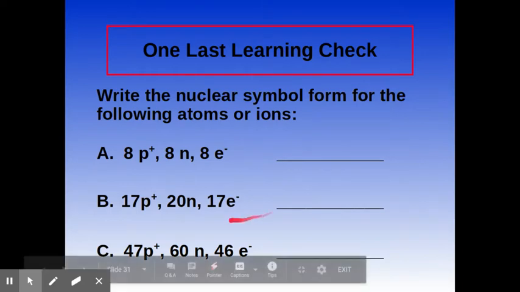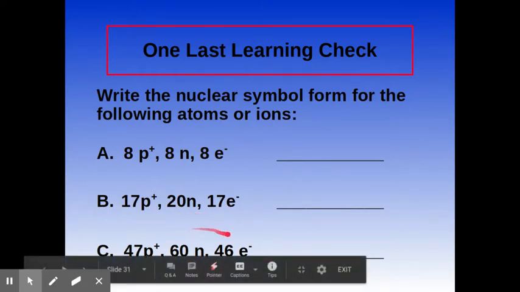Down the next one, I've got 47 protons, but 46 electrons, which means I have one extra positive. So it's going to have a +1 charge, whatever it is. If it has 47 protons, then that must be silver. So Ag for my symbol. 47 down here, and then my mass will be 47 plus 60, so 107 up here.